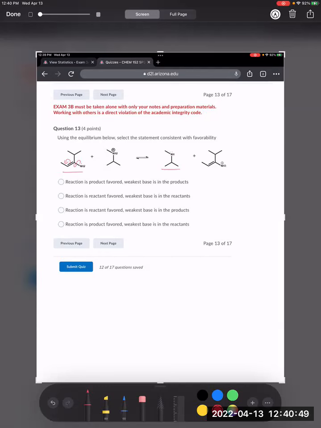Because this is more stable, and you don't have that in the product side base, the reactant side base is more stable, it's going to be weaker than the product side base. Therefore, we can expect the reaction to be reactant favored, because we have the most stable base on the reactant side. The reaction is not product favored, it should be reactant favored, because the weaker base is in the reactant. So this is the correct answer, Option B.